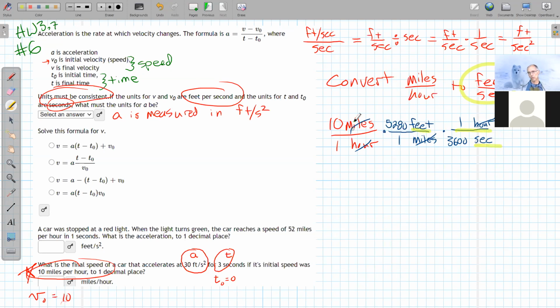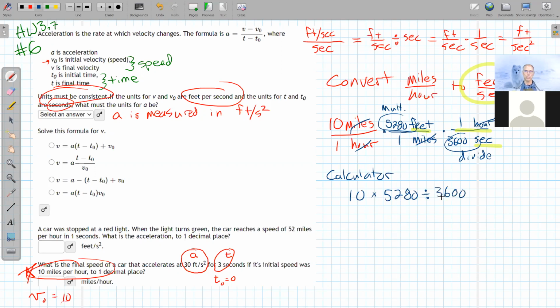The point of putting things in the right spot and canceling them is this tells me that on my calculator, if something's in the numerator, you multiply. If something ends up in the denominator, you divide. And who cares about the ones? Because when you multiply by 1, nothing changes. And when you divide by 1, nothing changes. So on my calculator, I would just type 10 times 5,280 divided by 3,600.